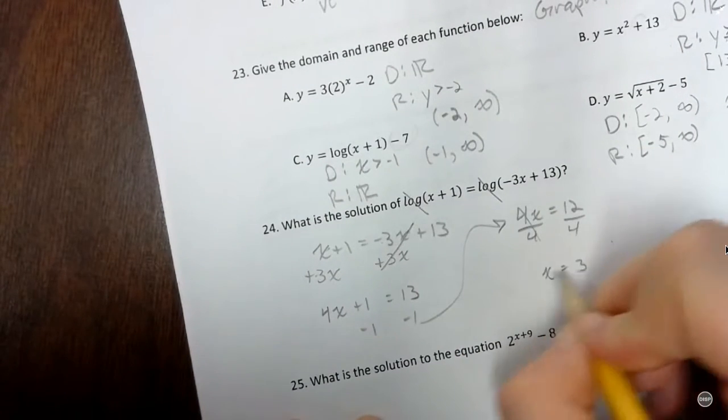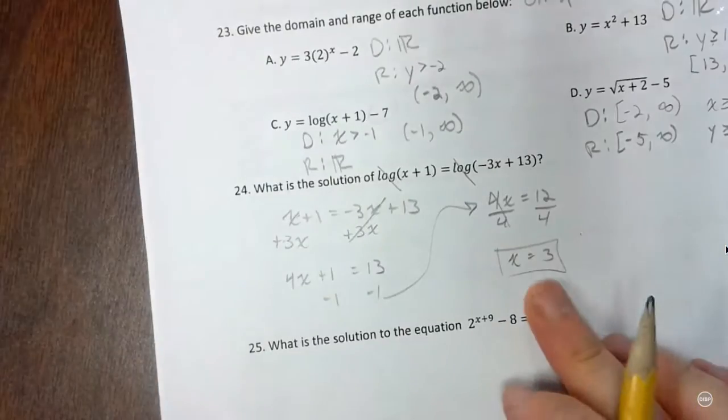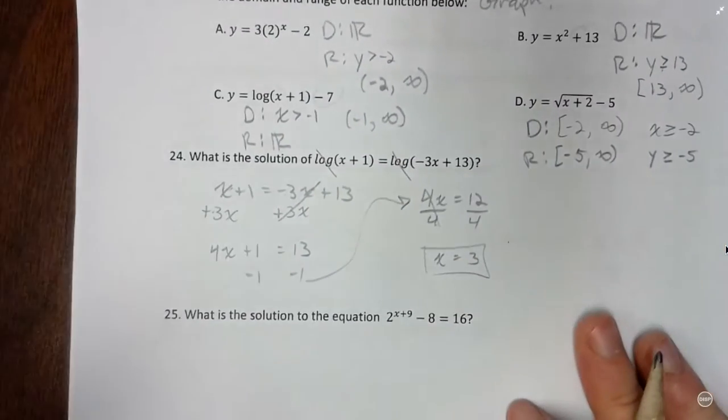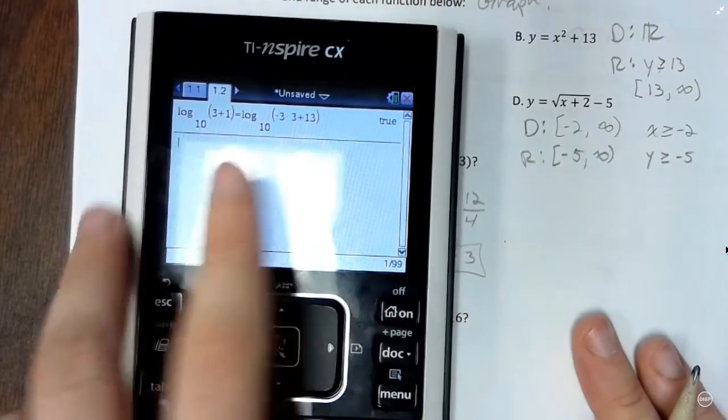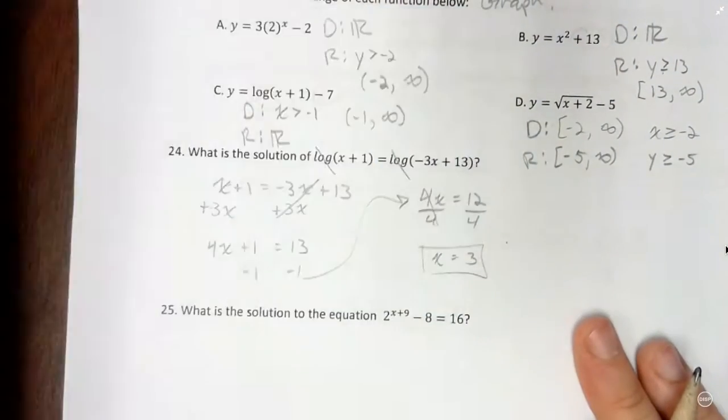X equals 3. And then you do want to make sure that you're not going to get no solution there, so plug it back in and see. I went ahead and plugged it into the whole thing, and it came out true. There's no no-solution issue, so we're good to go.